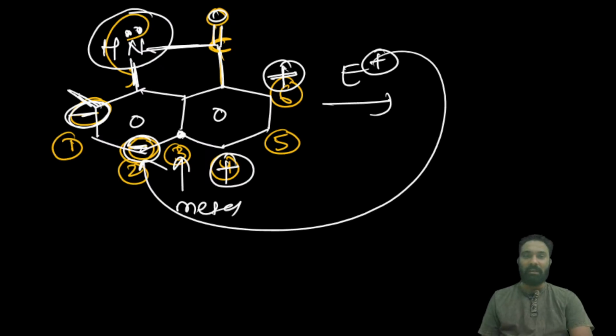Now next another compound I will write. Another compound I will write. Then you have to tell me where the electrophile will be added. One benzene, right? They have given next, okay, better I will go with this one.